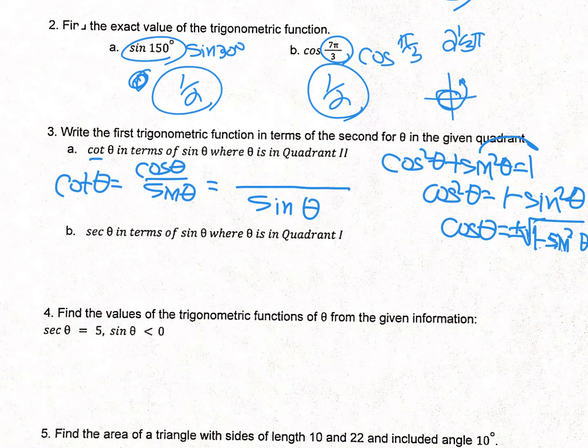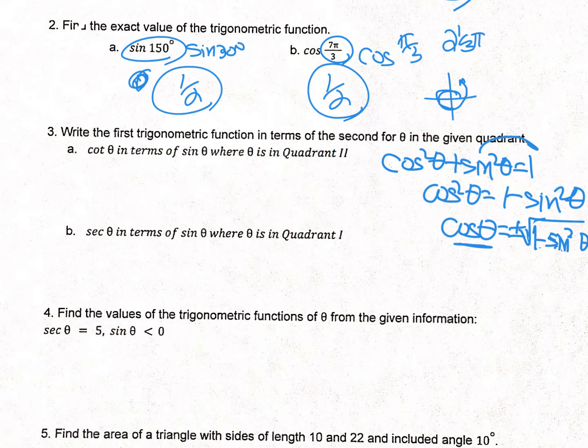Now, here's the key. It says sine, and it says theta. Theta is in quadrant 2, and I'm replacing my cosine here. So I'm thinking, what is cosine in quadrant 2? Is it negative or positive? Well, it's the x, so it's negative. So on my numerator, I'm going to go with the negative, and I'm going 1 minus sine squared theta. Okay, I'm going to erase that so I have some room here on the B part.